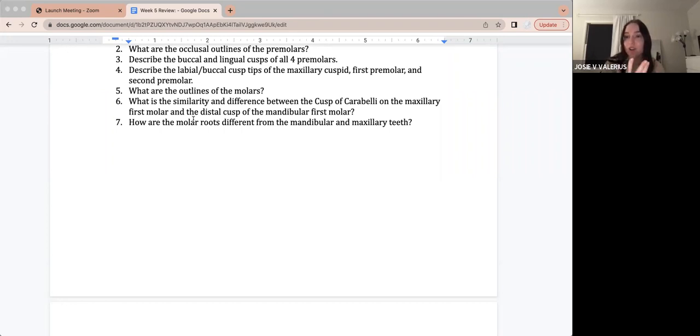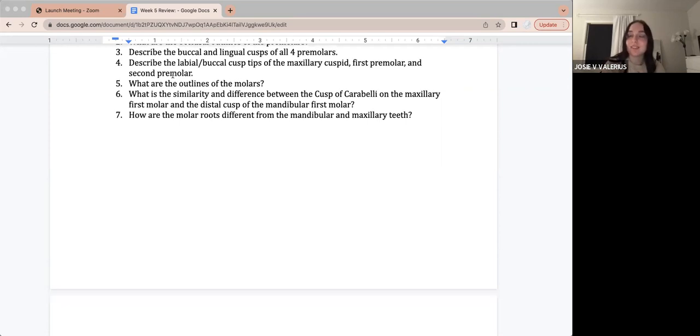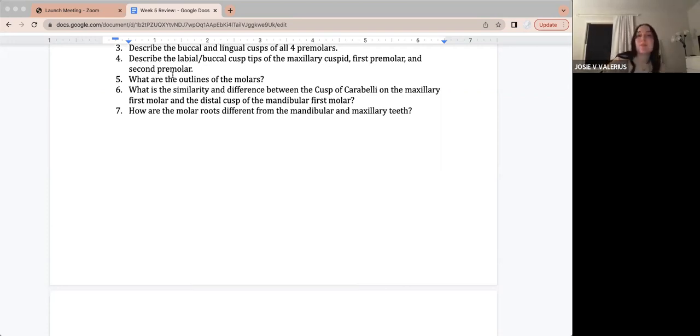So if you were to ask which tooth has a diamond occlusal outline, you can remember, oh, that would be the mandibular first premolar. Okay, number 3, describe the buccal and lingual cusps of all 4 premolars. So a lot of these questions, I just want to highlight some differences between the teeth. So for this one, I just want to talk about how the individual cusps of the premolars are different from tooth to tooth. So I'm just going to really quickly highlight some points for the premolars.